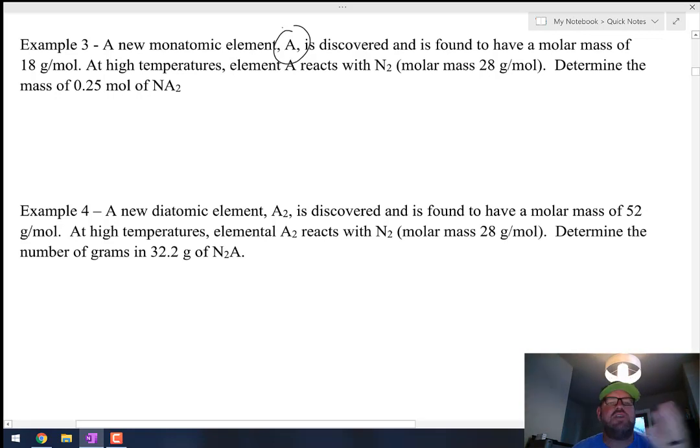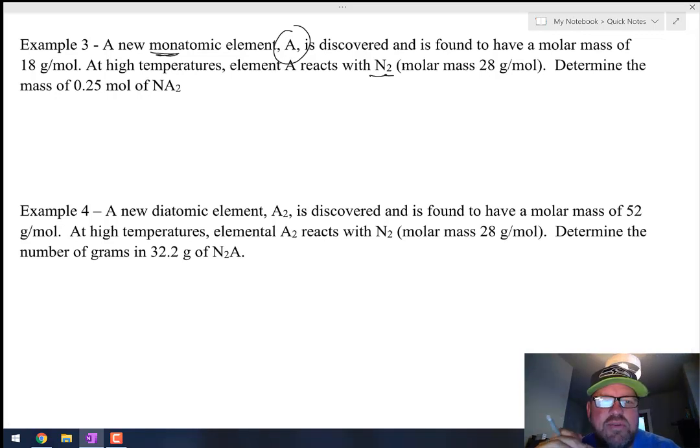So a new monoatomic element. Mono means one. So just that one element, not a diatomic element like oxygen or even nitrogen here. Is discovered and is found to have a molar mass of 18 grams per mole. At high temperatures, this new element A reacts with nitrogen, which has a molar mass of 28 grams per mole. Determine the mass of 0.25 moles of NA2.